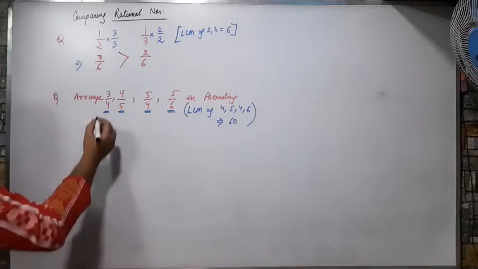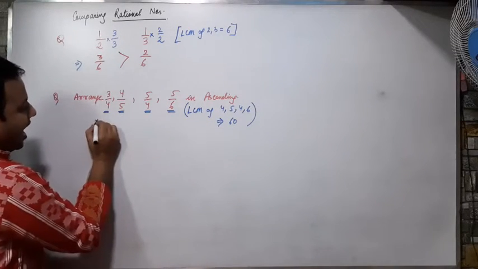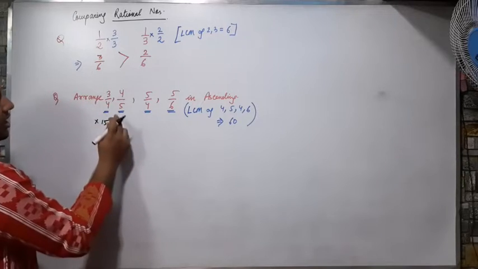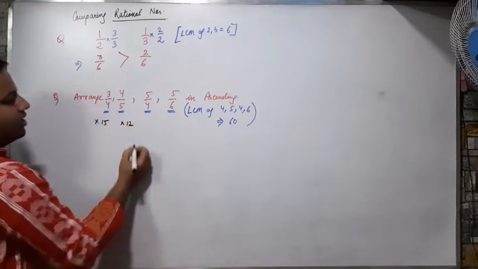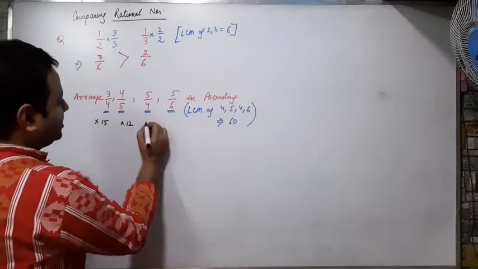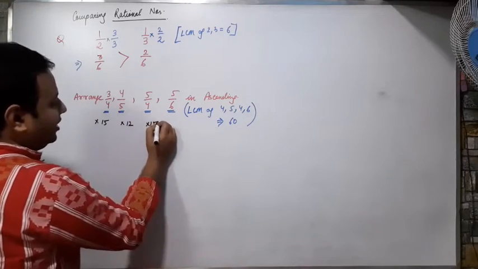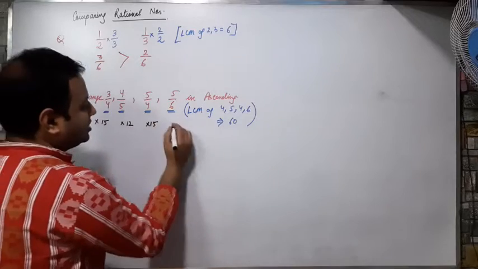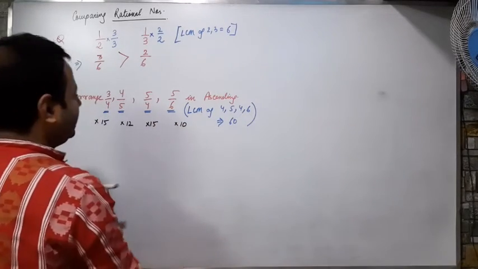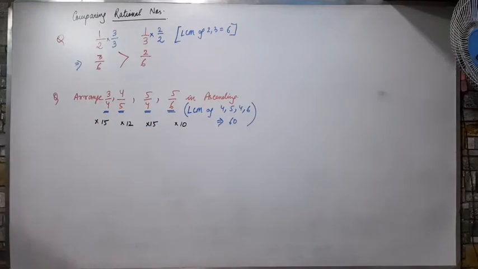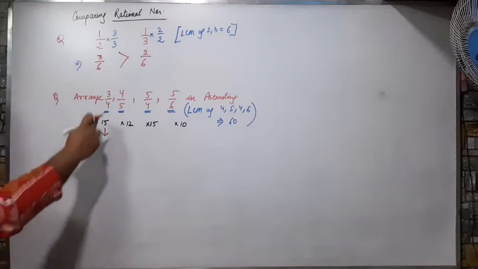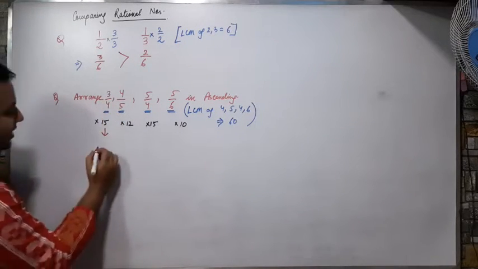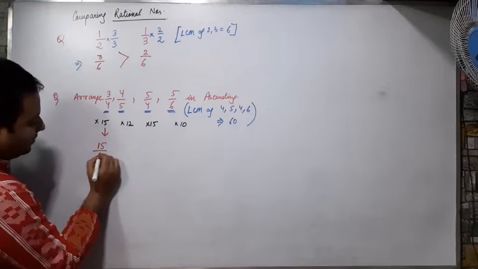How? To convert 4 into 60, I will multiply with 15. Converting 5 to 60, I will multiply with 12. Converting again 4 to 60, I will multiply with 15. And converting 6 to 60, I will multiply with 10. So what are the results? 3 by 4 when multiplied by 15, I am getting 15 by 60.